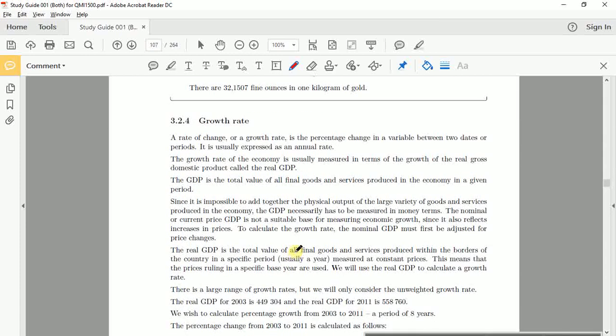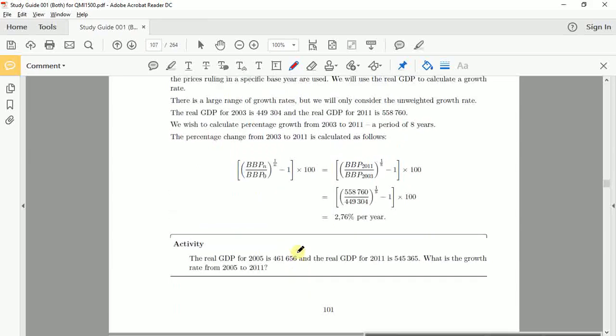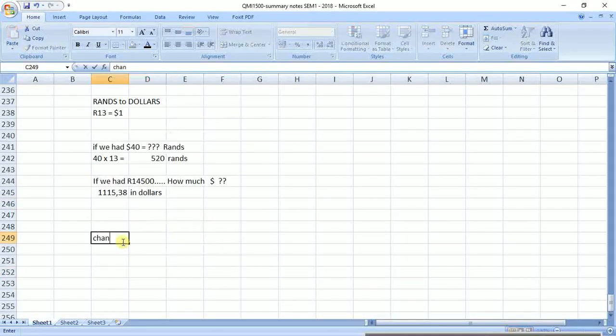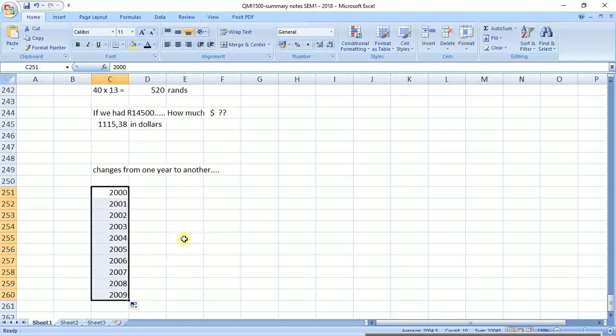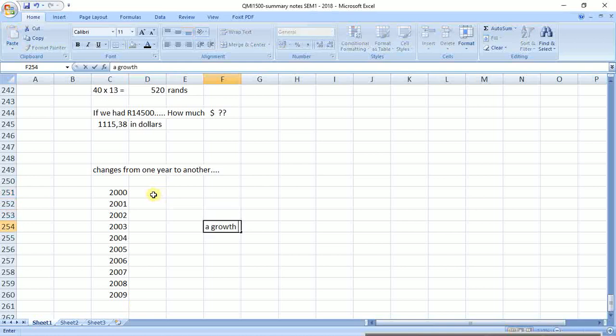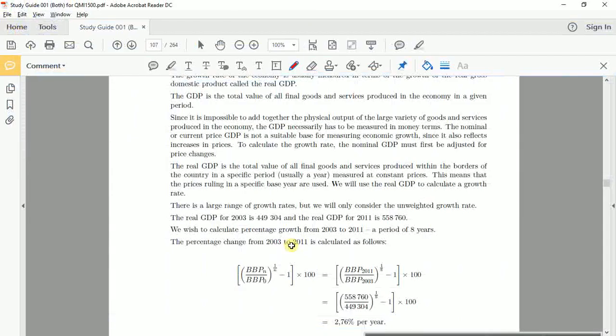Alright, growth rate would also be important in terms of changes from one year to another. How do you work out growth? Well, 2000, 2001, 2002, and so on. Could you look at a growth rate? Yes, a growth rate would be the percentage change from one year to another. So you could work out growth rates here. It also kind of looks at that whole start over end type of thing. That's kind of what they use here as well in terms of a formula.